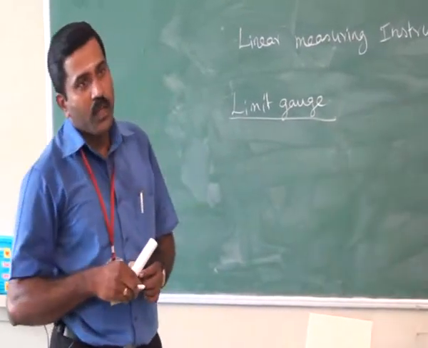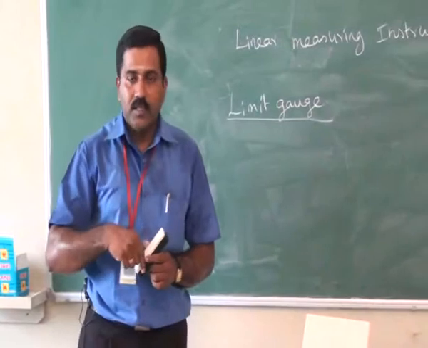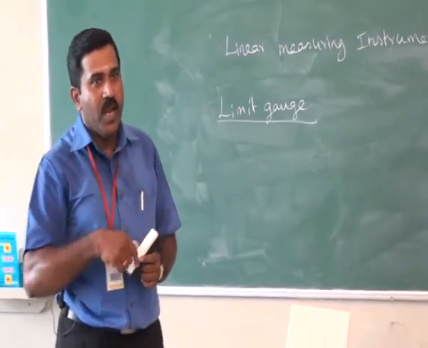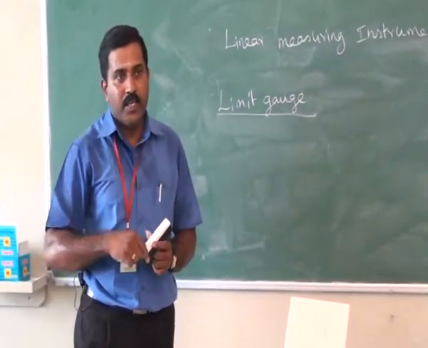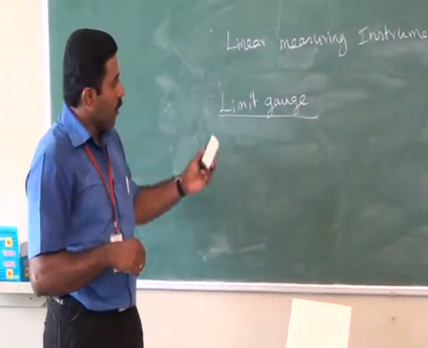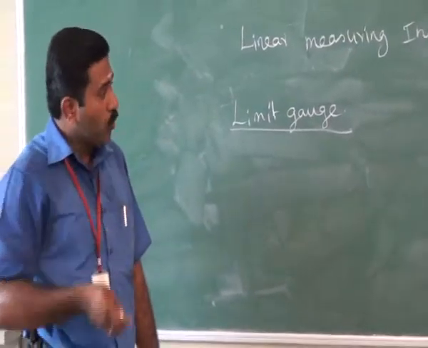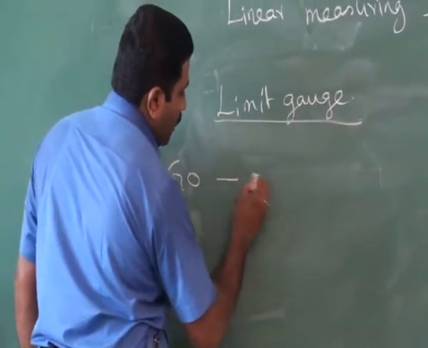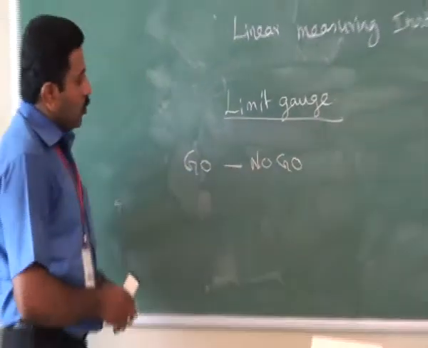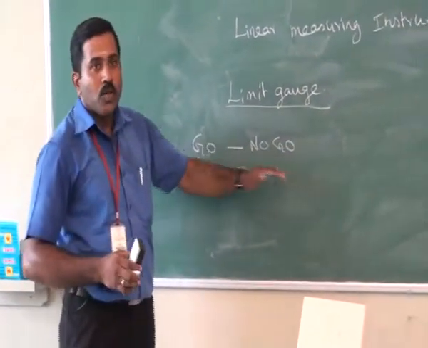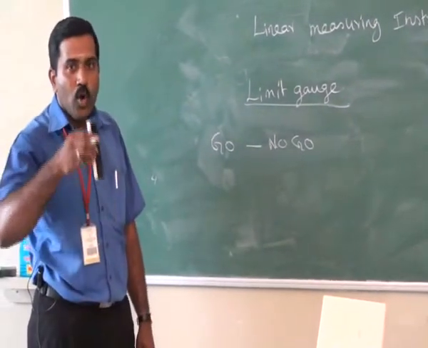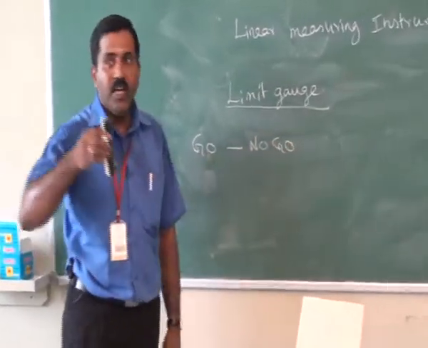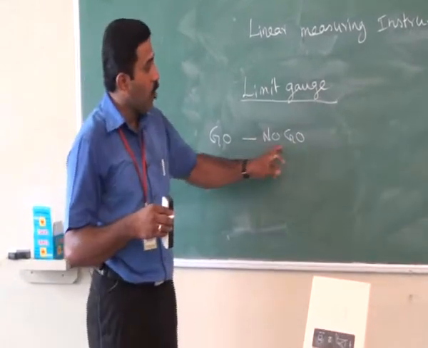So how can we design the limit gauge? That is the major rule. We can check the hole diameter and the shaft diameter. The hole diameter is the inner diameter that we check, and the shaft diameter is the external diameter. In these limit gauges we design two things: one is the go side and the other is the no go side. What is the meaning of go and no go? The go side will enter the component. The no go side will not enter inside. So that is the no go side.